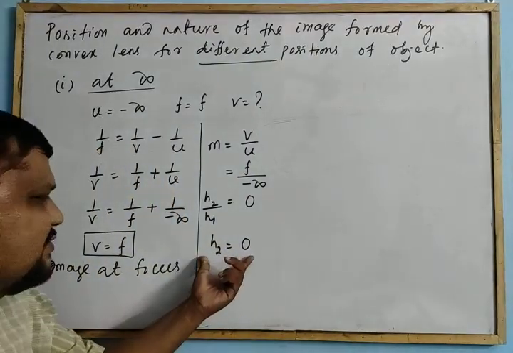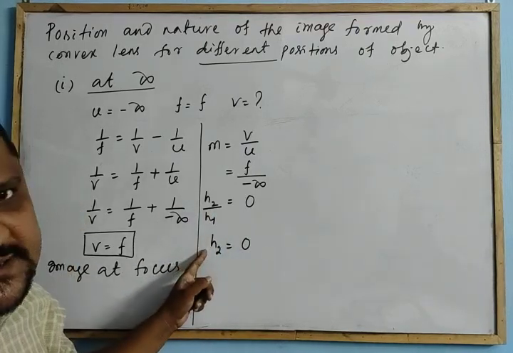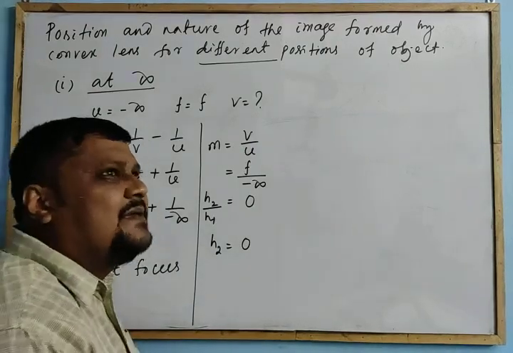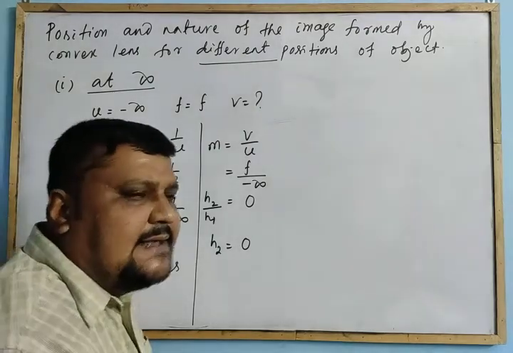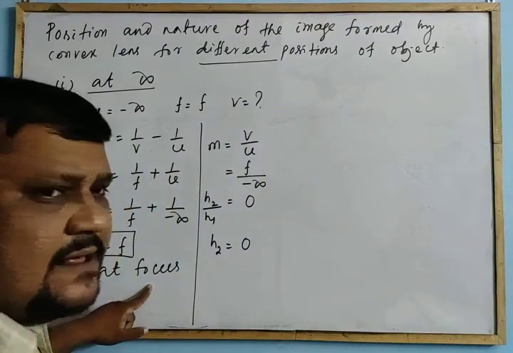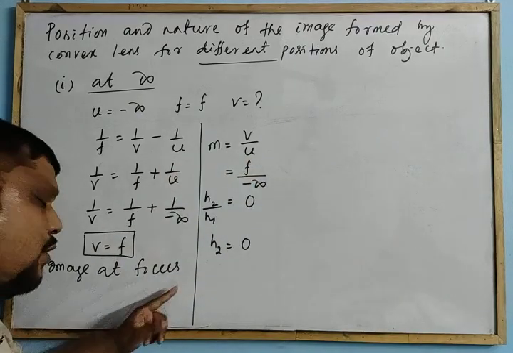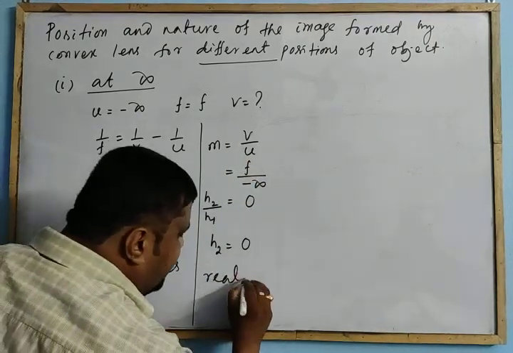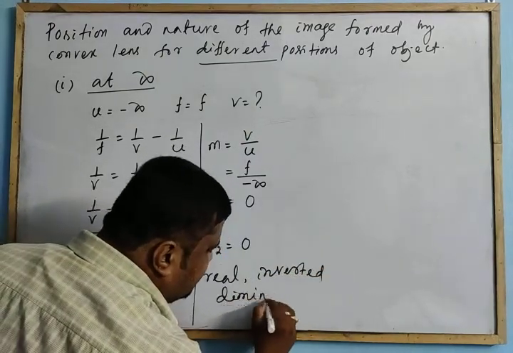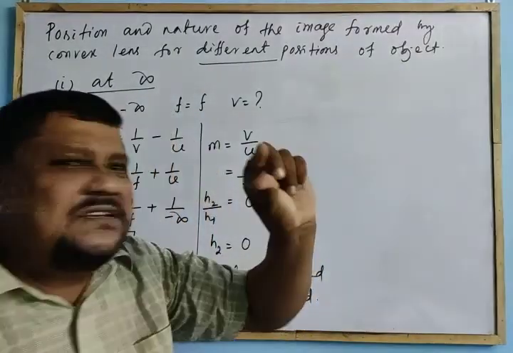Almost 0 means whatever may be the height of the object, you will get 0 height of the image. We can consider that the image is real and inverted, because one is at the left side, the other will be on the right side, plus f. At the focus, real, inverted and diminished. Or you can say whatever may be the size of the object, you will get a very small image.